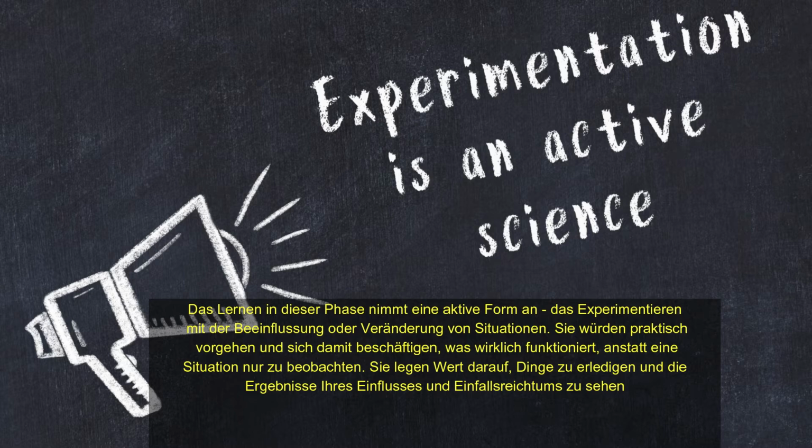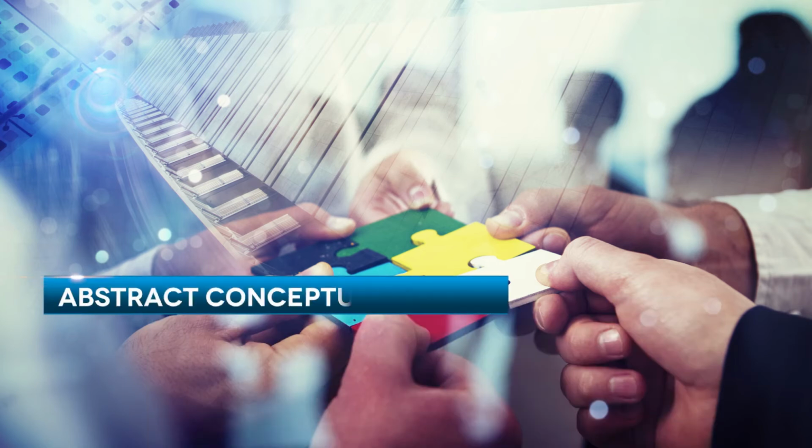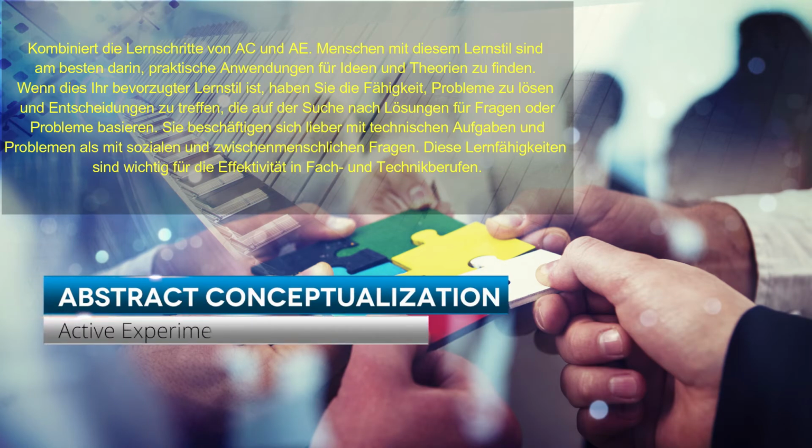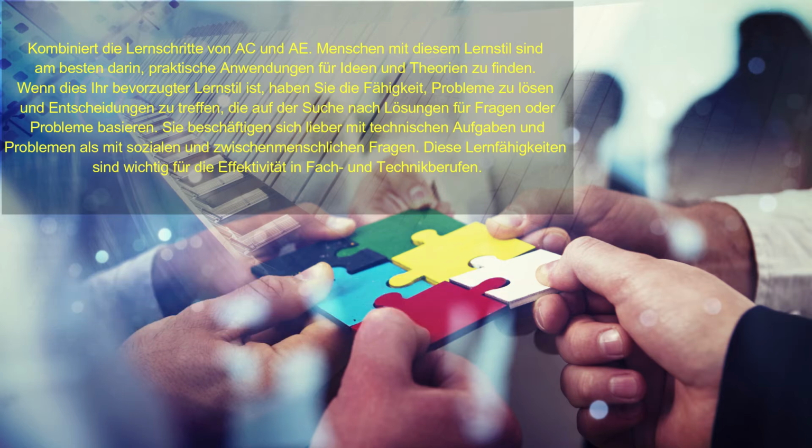Now to the learning styles. If it turns out that you're a converger, then you combine the learning steps abstract conceptualization and active experimentation. People with this learning style are best at finding practical uses for ideas and theories. If this is your preferred learning style, you have the ability to solve problems and make decisions based on finding solutions to questions or problems.